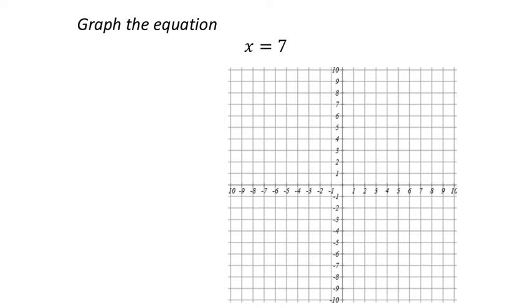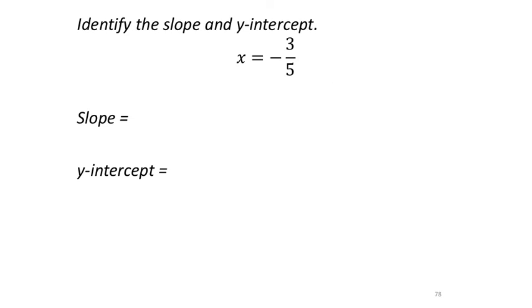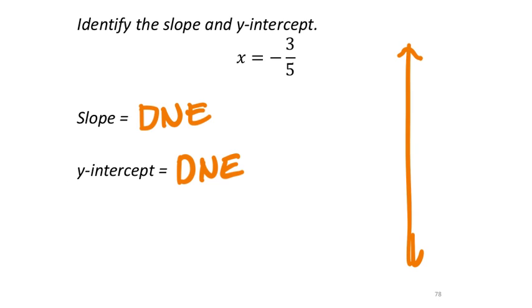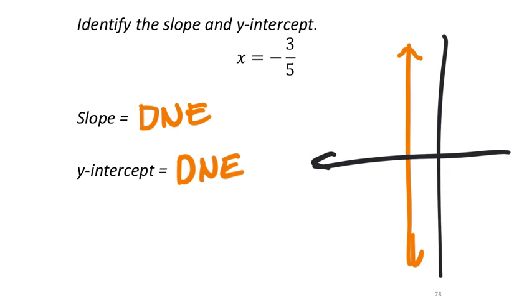That's it. Again, it's telling us that wherever x is, it has to be 7, and that would be along this not very straight line. I tried. It has a slope that's not defined, so it has a DNE slope. In fact, it doesn't even have a y-intercept because this would be a straight up and down line at -3/5, so it's not ever going to go through the y-axis, and the slope is so big we can't define it.